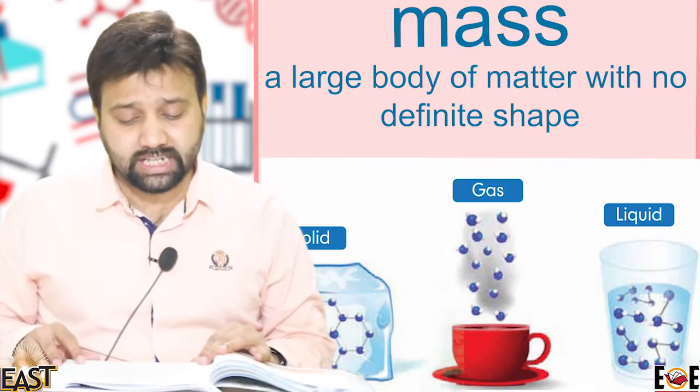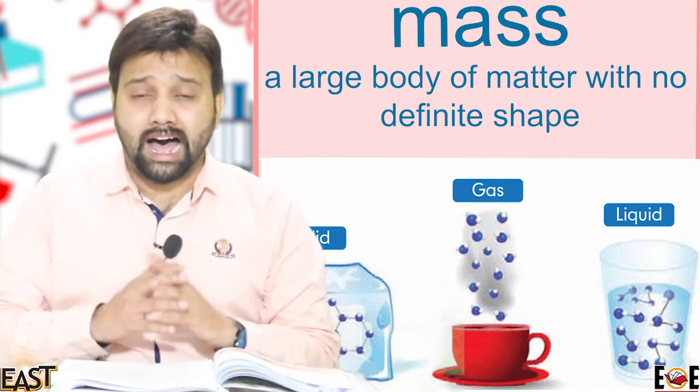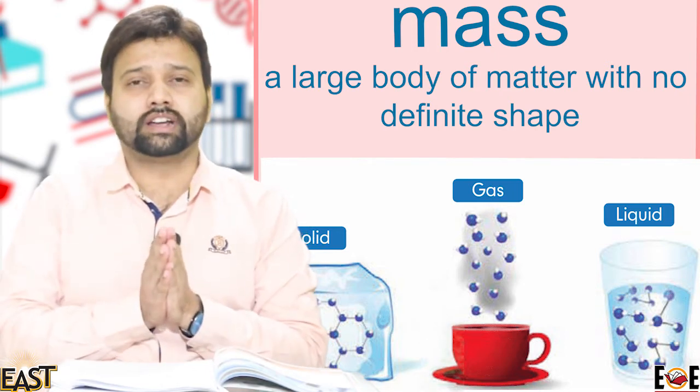Okay, fine. So now I will tell you all the terms one by one and we will show you the pictures of the new terms. Okay, so our first terminology is mass. Okay, so what is mass? A large body of matter with no definite shape is called mass.